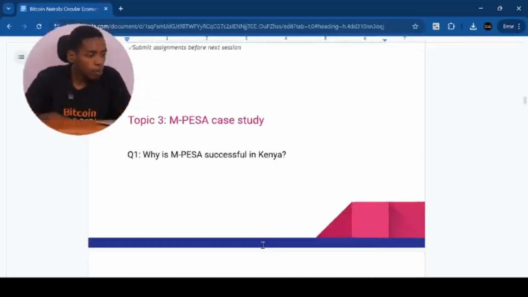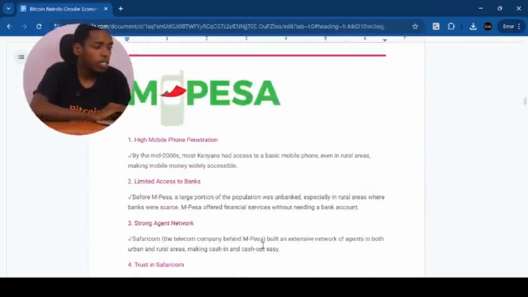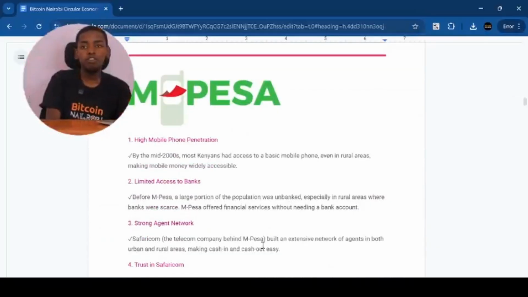So why is M-PESA successful in Kenya? Number one, high mobile phone penetration. By the mid-2000s, most Kenyans had access to a basic mobile phone, even in rural areas, making mobile money widely accessible. Number two, limited access to banks. Before M-PESA, a large portion of the population was unbanked, especially in rural areas where banks were scarce. M-PESA offered financial services without needing a bank account.